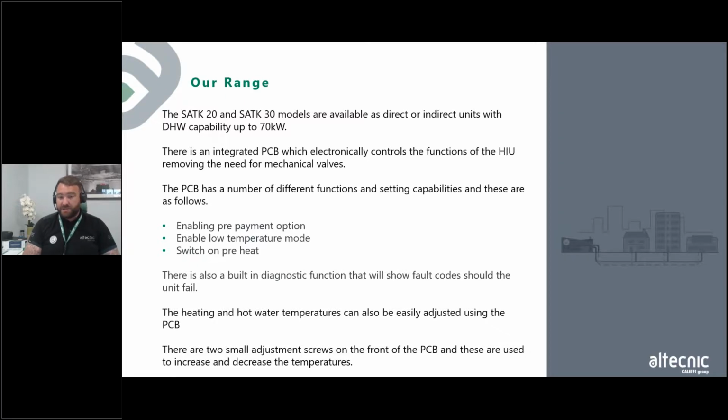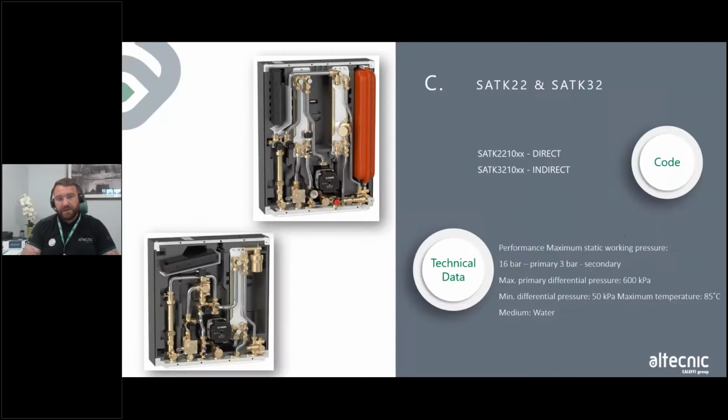Heat and hot water can easily be adjusted. We've got two potentiometers on the front, literally a case of inserting a screw and turning those up or down, so we can increase or decrease the temperatures of the heating and the hot water. And yeah, that's a very easy function we have. There's also a series of dip switches within the HIU, which we can put in different configurations to enable or to switch off some of the functions that come with the HIU itself.